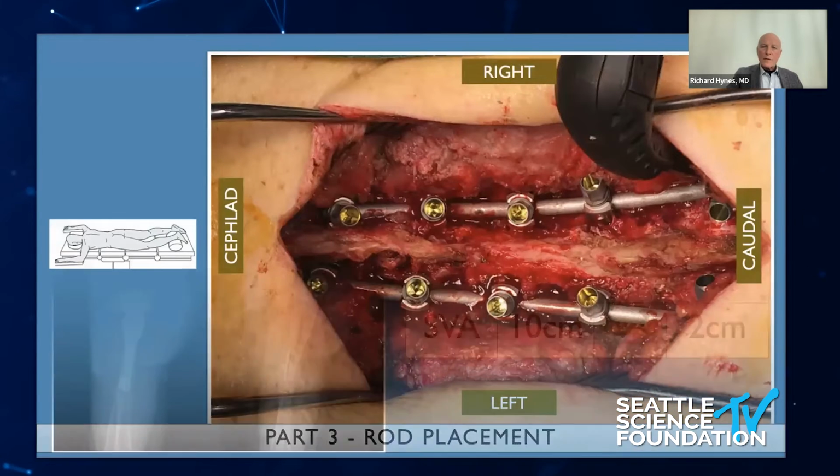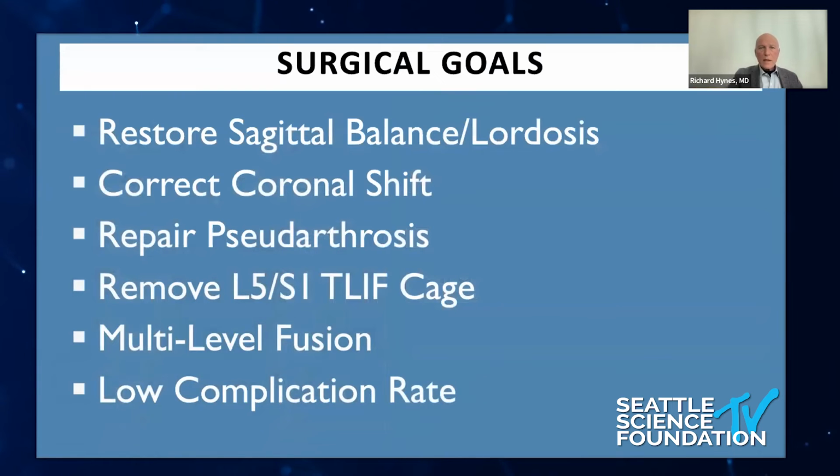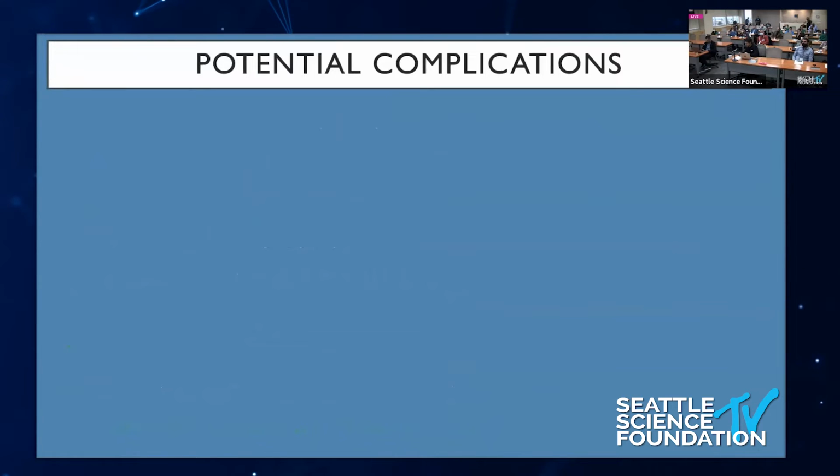And then you put your final rods, and then you see the nice correction. The SVAs come back into normal range. We've picked up lordosis in all the right places, the L4 to S1 specifically, and then globally or segmentally at L1 to S1. So the goals of restoring the sagittal balance, correcting the coronal shift, repairing the pseudoarthrosis, get those cages out safely with a multi-level fusion at a low complication rate in just 3 hours, 3.5 hours with a low blood loss. That's the beautiful part about lateral surgery. And I think that's worth taking the time to learn and make this part of your tool chest.